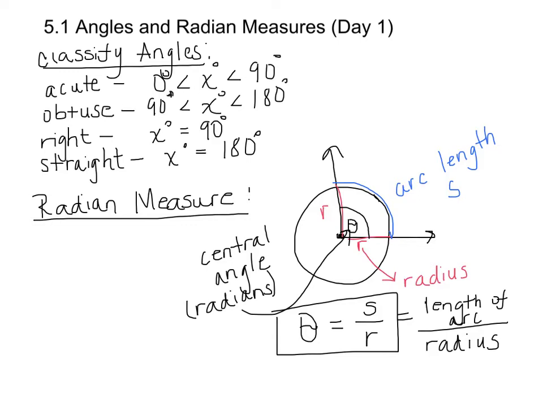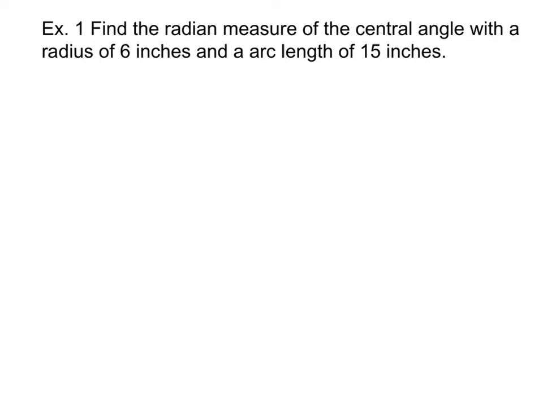So let's try an example. Okay, looking at the first example, it says, find the radian measure of the central angle with the radius of 6 inches and an arc length of 15 inches. Just going to squeeze this in. Okay. So if you remember our formula, and this is in radians, that's our units.